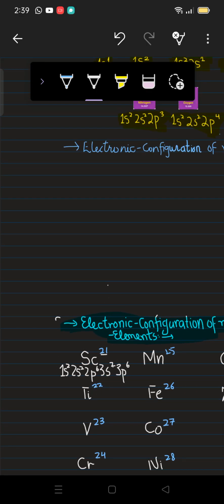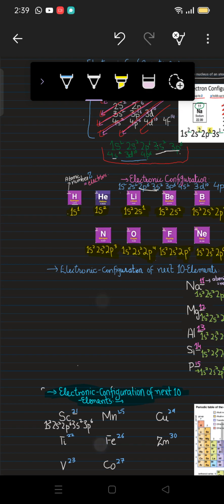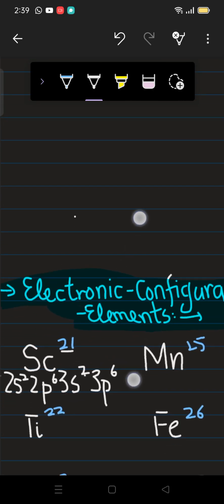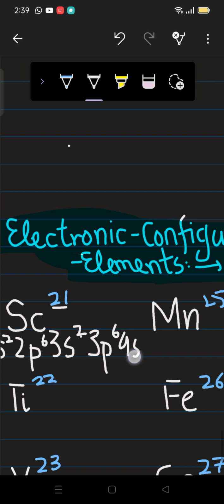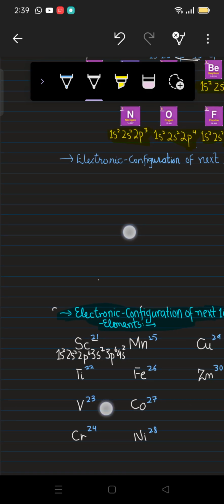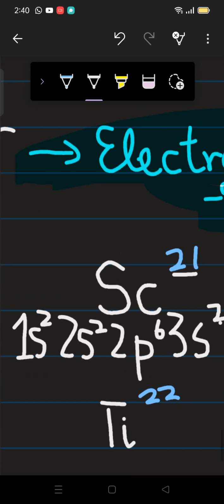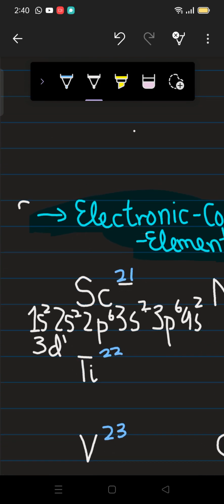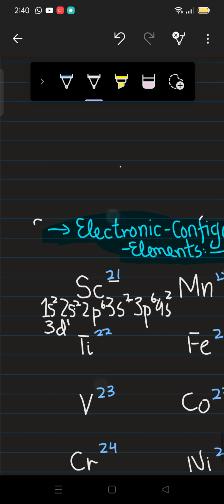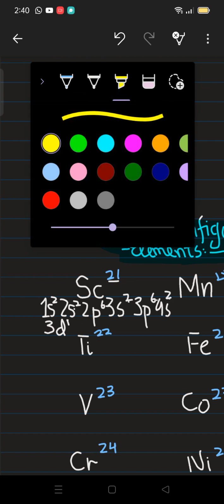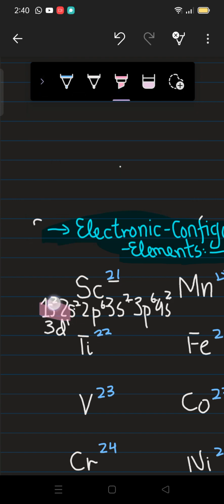Again 3 electrons are left, right? So after 3p6, we have 4s2. And after 4s2, we have 3d10. But here we're gonna have only one electron, since only one electron was left. So 2 plus 2 is 4, 4 plus 6 is 10, 10 plus 2 is 12, 12 plus 6 is 18, 18 plus 2 is 20, 21. So 1s2, 2s2, 2p6, 3s2, 3p6, 4s2, 3d1 is the electronic configuration of scandium.